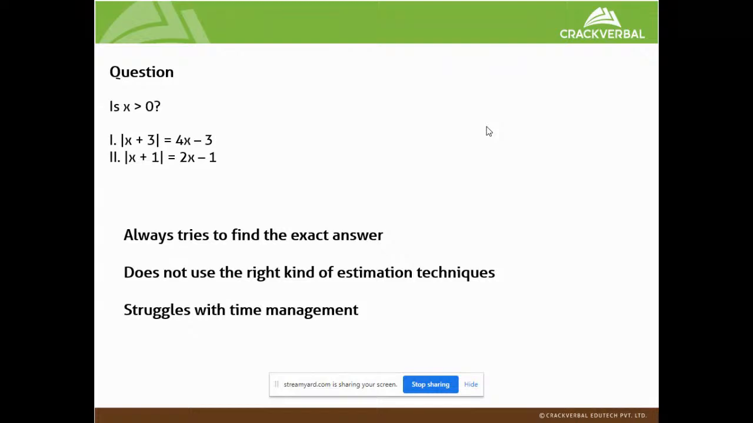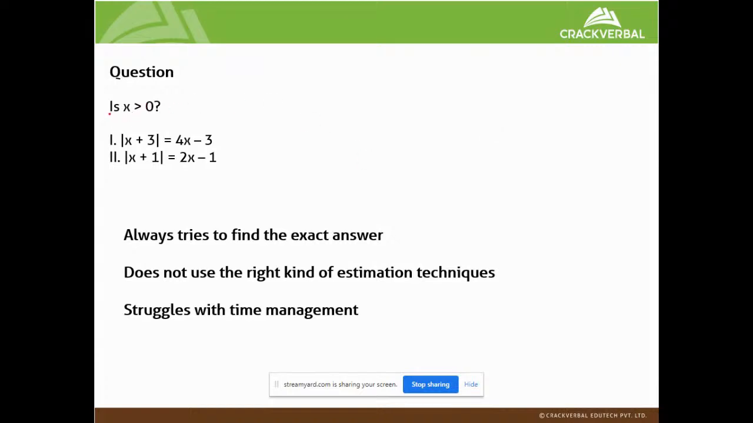A lot of people who find it hard to score on Quant, they always try to find the exact answer. They don't estimate, and they don't approximate intelligently, and that affects their time management, right? Because when you always try to find the exact answer, you'll end up going till the very end, which is not required on the GMAT. GMAT doesn't say you have to find the exact answer all the time. In fact, it tells you the contrary. It says wherever possible, use intelligent estimation and approximation techniques, right, to save time. That's how you are making the best use of your resources.